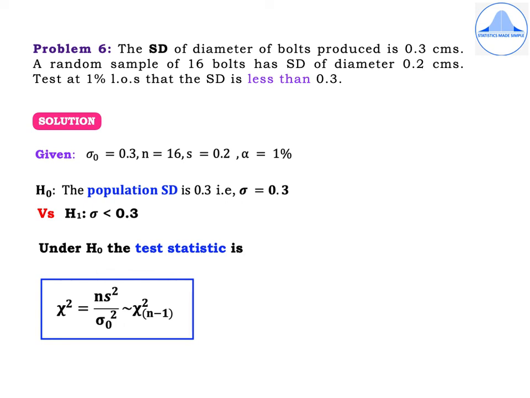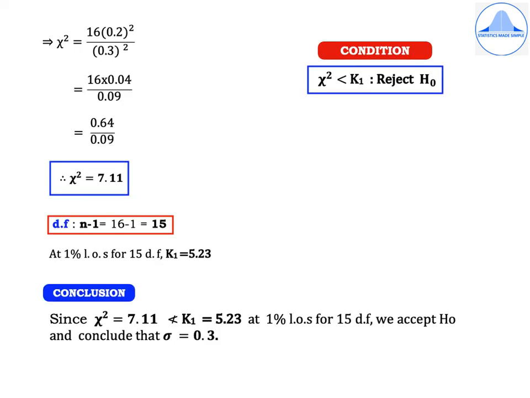Let us now write the test statistic formula. Under H naught, the test statistic is chi-square equal to ns square by sigma naught square, which follows chi-square with n minus 1 degrees of freedom. So we get chi-square equal to 16 into 0.2 square divided by 0.3 square, which is equal to 16 into 0.04 divided by 0.09, which simplifies to 0.64 by 0.09, or chi-square is equal to 7.11.